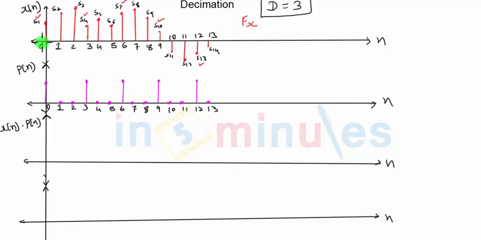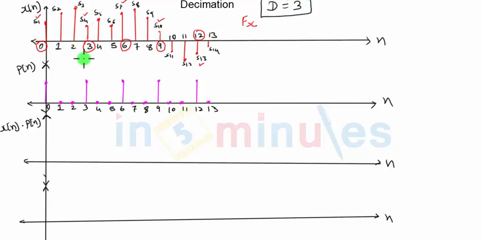So I'll keep on reading every third sample. First sample comes from n equal to 0. Next sample comes from n equal to 3. Then from n equal to 6, n equal to 9, n equal to 12. So you can see every value of n that we are considering is a multiple of 3.